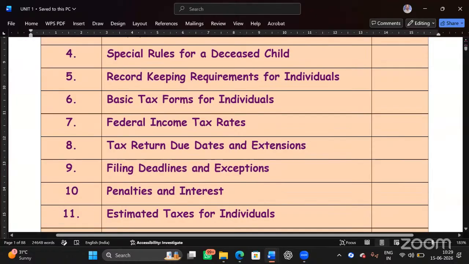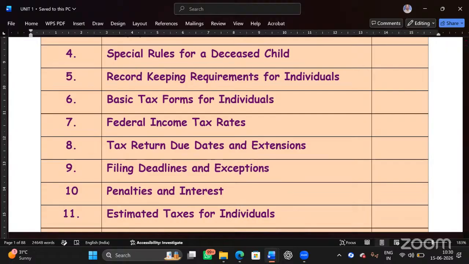Seventh, federal income tax rates. I already showed one screen. We have 7 types of tax rates: 10%, 12%, 22%, like that, 7 types of tax rates are there. But the tax rates and brackets change depending upon the type of status. I already explained. One is single. Second, married filing jointly with the spouse. Third, married filing separately. Qualifying surviving spouse. Head of household. In total, we have 5 types of status.